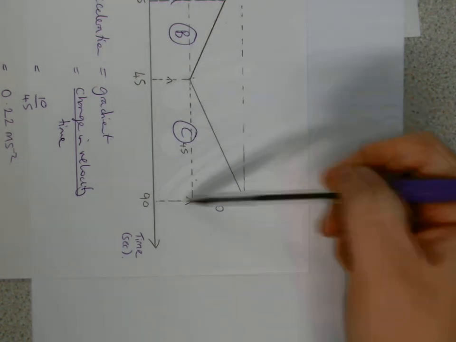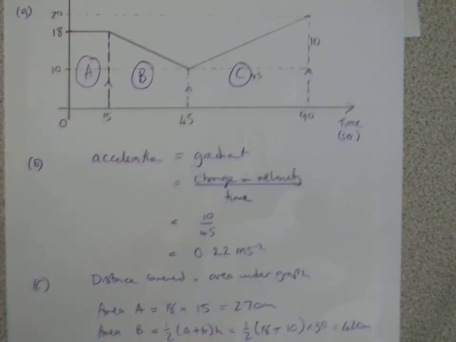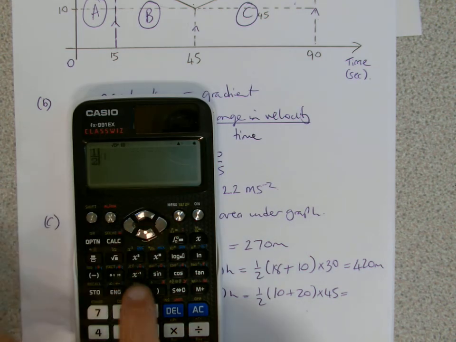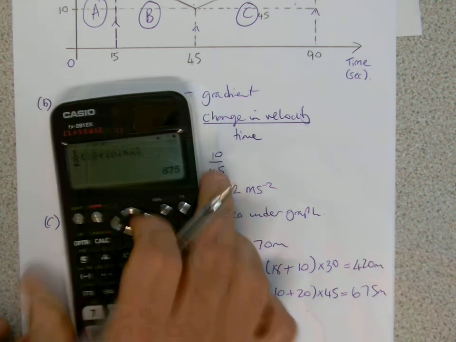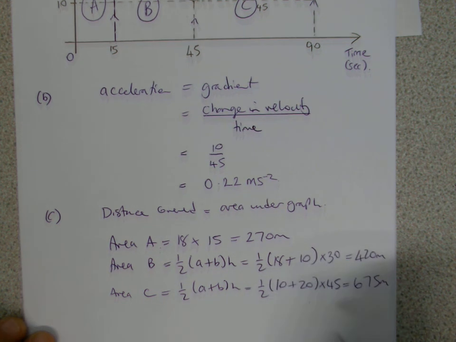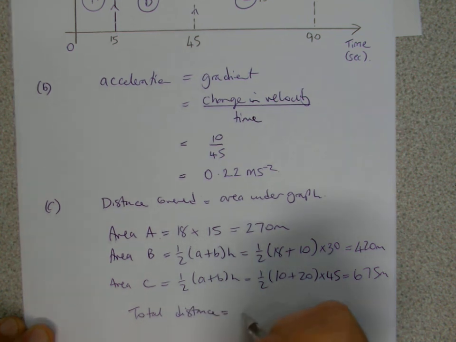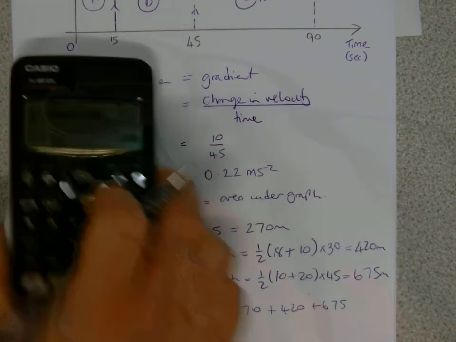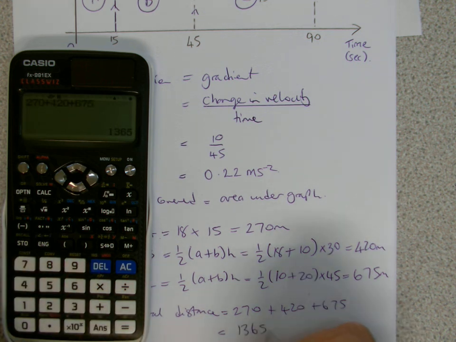If you can't see the trapezium, sometimes it's best to turn it round, because we often see trapeziums like this, don't we? Then you can see these two sides that are parallel, ignoring that broken line there. So we get our calculator to work that out. So we get 675 meters. And of course, to get the final answer, the total distance, you just need to add them together. So the total distance is those three values we just worked out, added together, and we get 1365 meters.